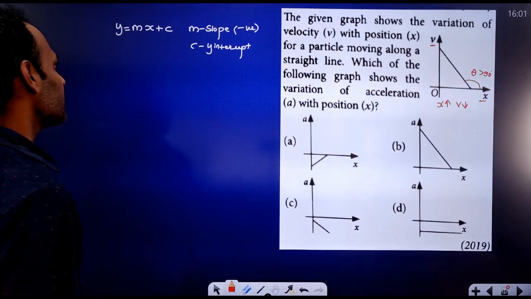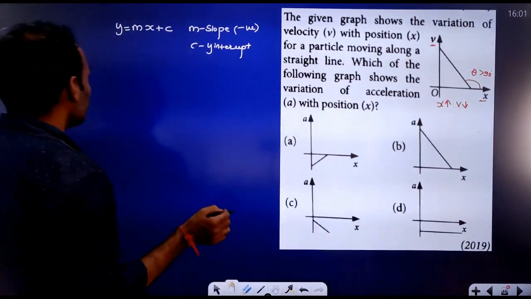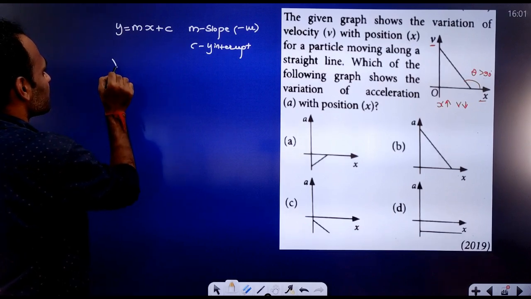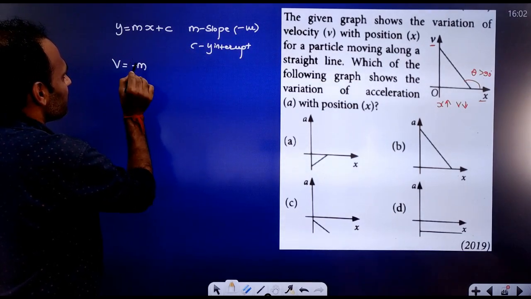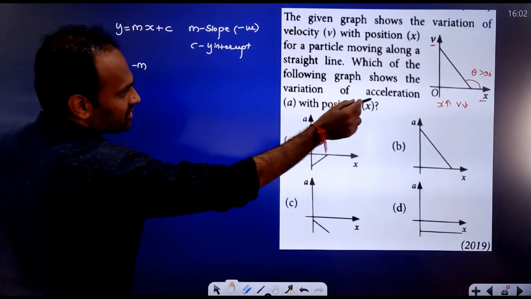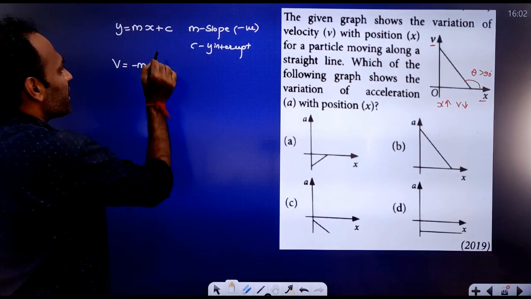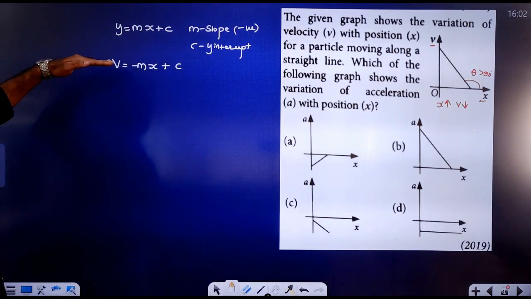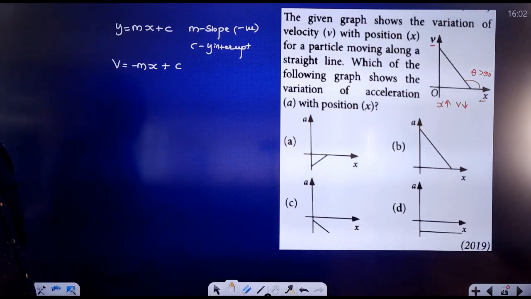Okay, let us write this straight line equation now. On the y axis we have v. So I will take it as v is equal to minus m x plus c, because the slope is negative, so I take it as minus m. x is along the x axis, so it is x. The y intercept is c, as it is. Okay, so we got the equation for velocity in terms of displacement.